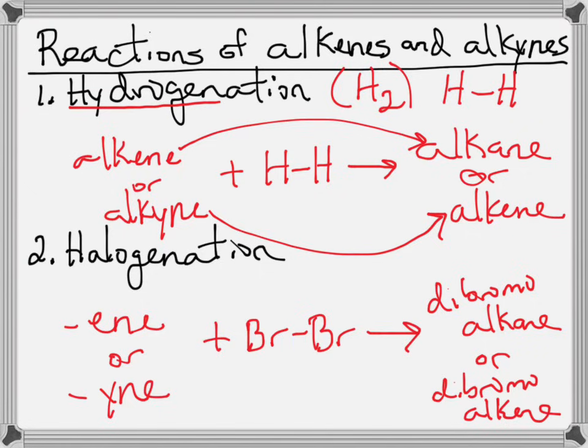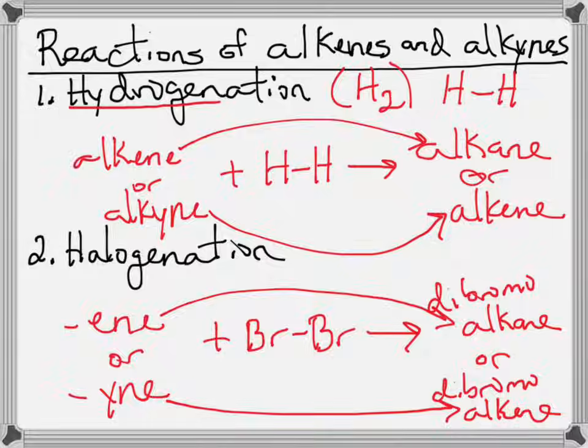Again, the alkyne, which is a carbon-carbon triple bond, will have one of those bonds broken to make an alkene with a carbon-carbon double bond. Or we take a carbon-carbon double bond and we break one of those bonds to make a carbon-carbon single bond. And the bromo groups are added to it.